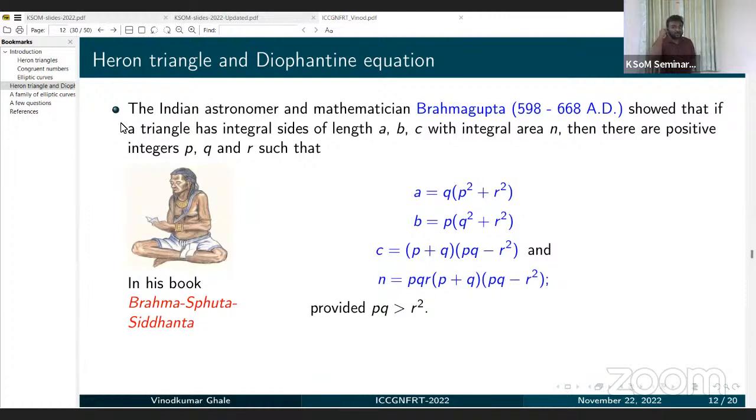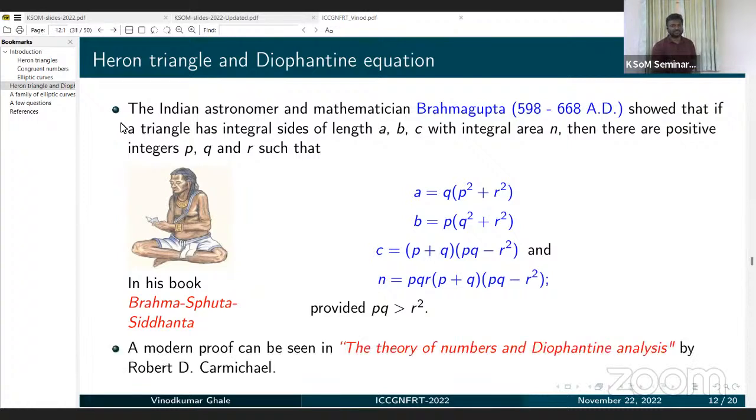Now I'll talk about Diophantine equations. The Indian astronomer Brahmagupta, in the 7th century, showed the necessary and sufficient condition for when integers can occur as sides of a triangle. Then these numbers should be in proportion. For A, B, C, he gave this property, a necessary and sufficient condition. He mentioned these results in his book Brahmasphutasiddhanta. Modern proofs can be seen in Carmichael's work.